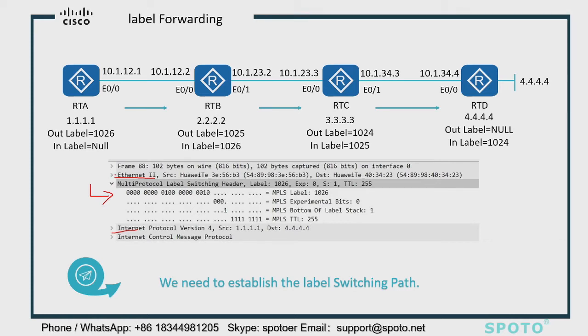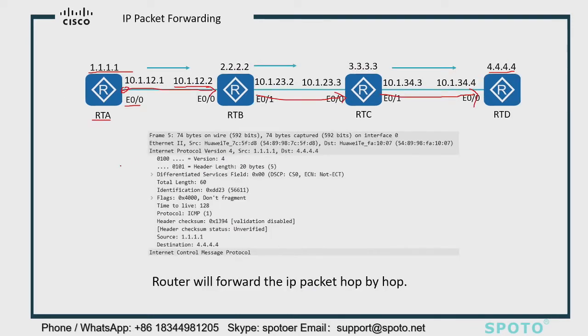And we can see here the MPLS header is called the Multiprotocol Label Switching header, and we have the label here. For this one, the label is 1026. This label is very important because the packet will be forwarded according to this label. Okay, and we can see it here for this topology.